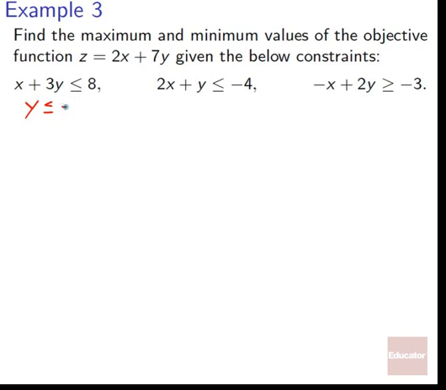So y is less than or equal to negative 1/3 x plus 8/3. 2x plus y becomes y is less than or equal to negative 2x minus 4. And then we've got y is greater than or equal to negative 1/2 x. Oh, sorry, not negative 1/2. It gets canceled out as it adds over. So positive 1/2 x minus 3/2. Great. So let's just give a rough sketch so we can see what's going on.